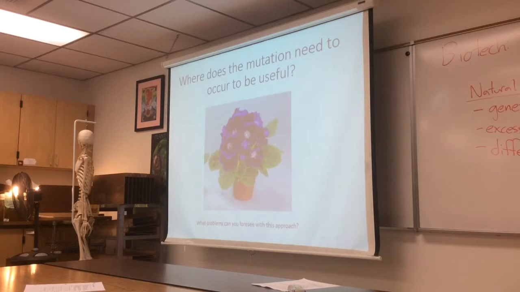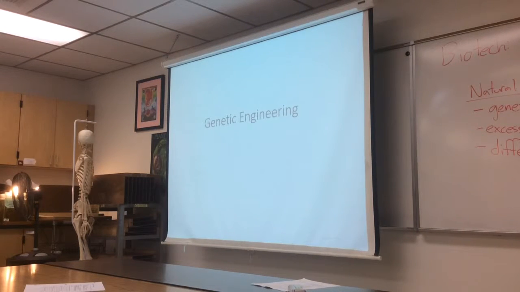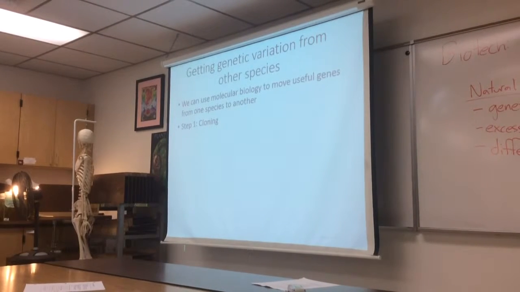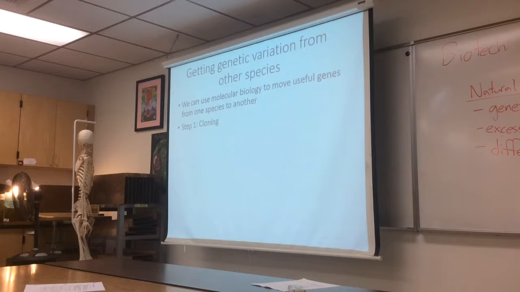Some of these issues, scientists have come up with a somewhat more precise way of bringing in new genetic variation. We call that genetic engineering. And you'll see that the term engineering is maybe used a little bit loosely, especially with this first approach here. With genetic engineering, what's different compared to mutagenesis is that we're actually going out into other species and looking for genes that do something that we're interested in, and then moving those genes into the plant that we want to work with.